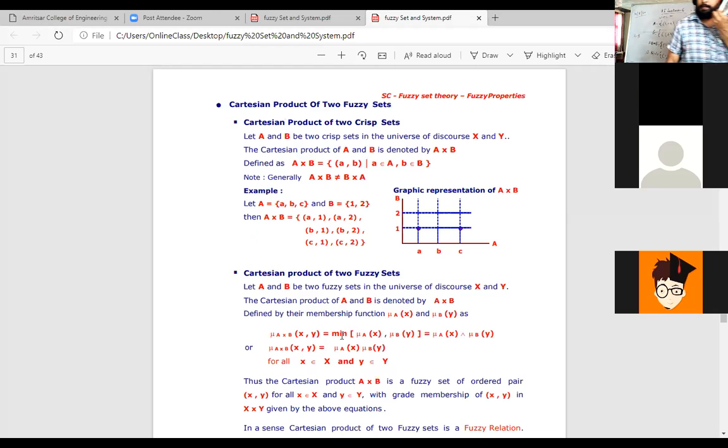The Cartesian product I will cover in the next lecture. I thought we would cover it today, but in the next lecture we will cover the Cartesian product. We will do some projections of a fuzzy matrix: first projection, second projection and total projection. Then we will do another portion of fuzzy set theory, that is fuzzy systems.